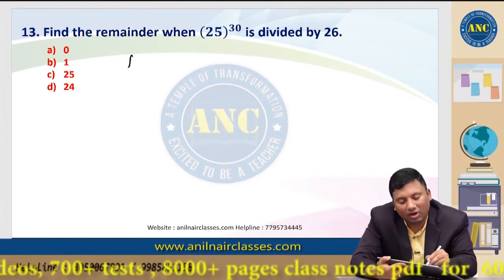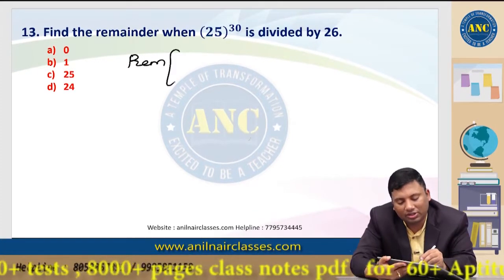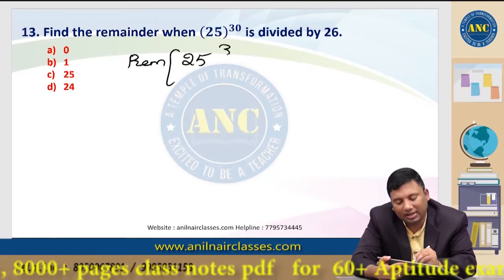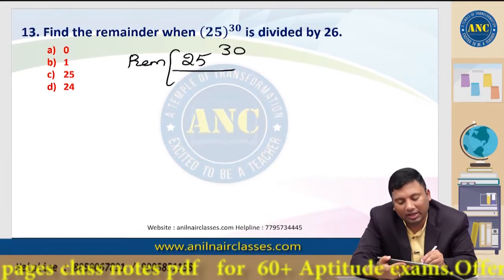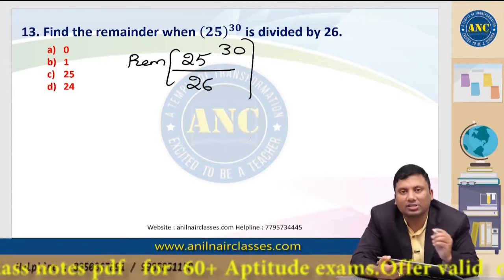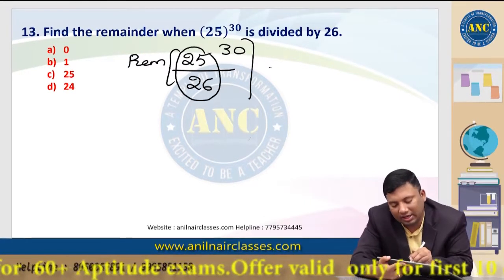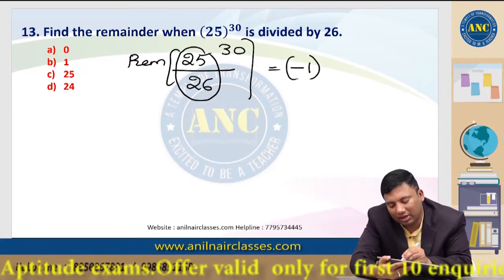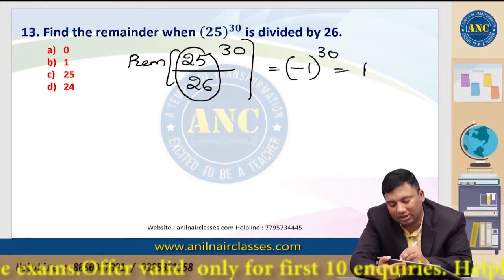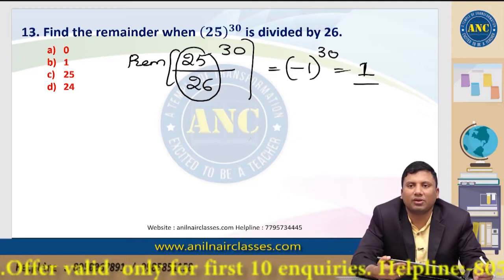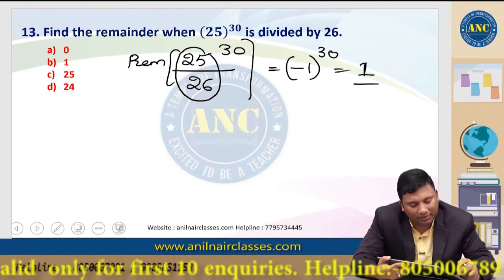13th one. These are all basic elementary questions which can be solved very easily. 25 power 30 divided by 26. So this will become 26 ones are 26. Negative remainder is minus 1. Minus 1 power even is nothing but plus 1.